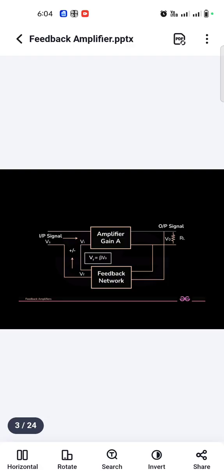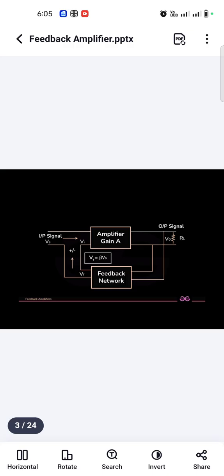This is the basic structure of feedback amplifiers. It mainly consists of three parts, as I already told. Here, the first part is the amplifier. We will represent the amplifier gain as A. Many amplifiers are there: voltage amplifier, current amplifier, transresistance amplifier, transconductance amplifier. Based upon the type we use, the gain indicates the ratio of output to input. We will represent that term as A.